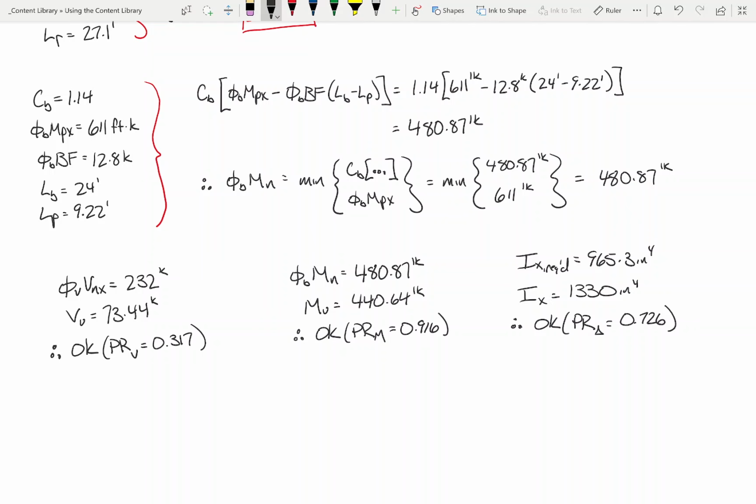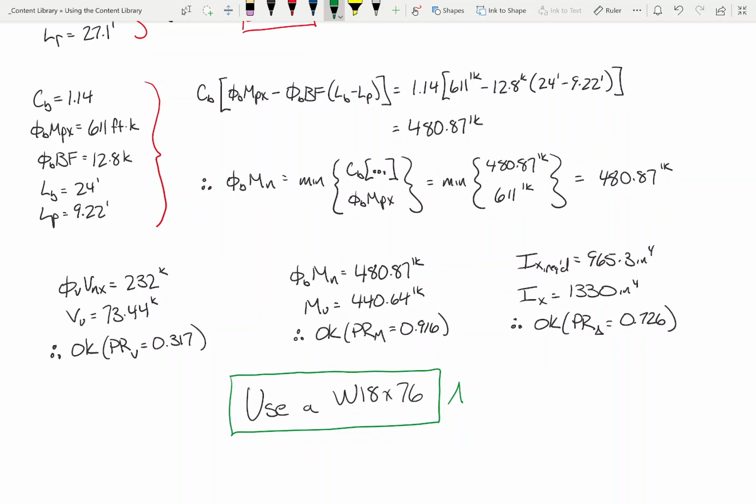So now that we've done a bunch of math and a bunch of computations, what's the answer? W18 by 76. That's the answer. Use a W18 by 76. So what we just did is this beam in the building, we just said this is the beam we're going to use to safely resist these loads. And if you can do it for this beam, you can do it for any beam in the building.